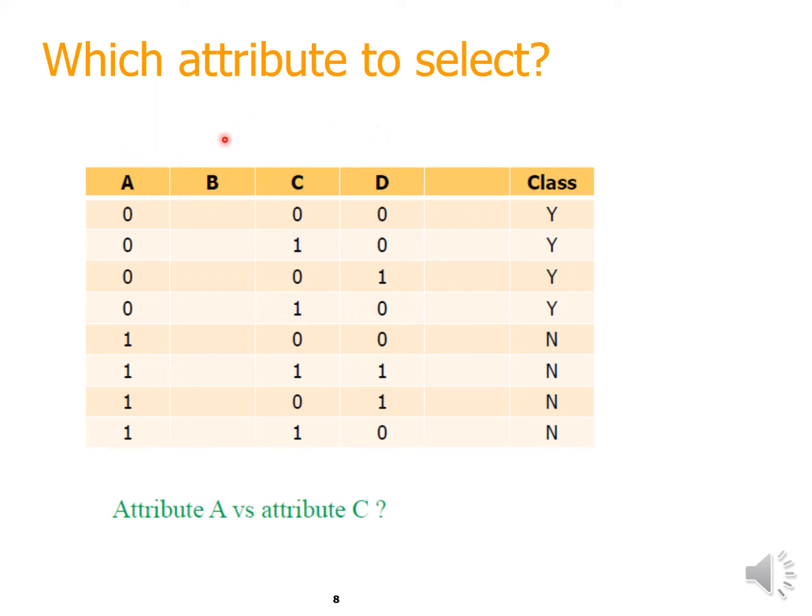So in terms of predicting the class value, attribute A is just the king. This is all we need. We don't need anything else.